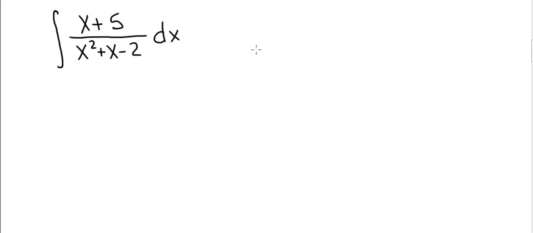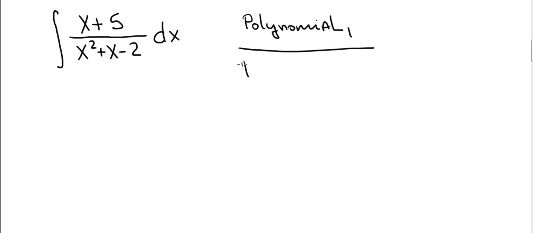We're going to use a technique of integration called method of partial fraction to evaluate the integral of x plus 5 divided by x squared plus x minus 2. In order to use method of partial fraction, we have to make sure that we're integrating a rational function that is a polynomial, let's call it polynomial 1, divided by polynomial in the denominator, let's call it polynomial 2. And of course, in this case, that's what we have.